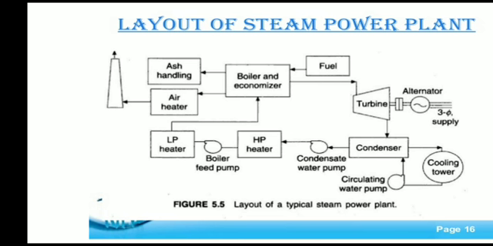The ash handling system contains the ash produced during the generation of electricity. Fuel is supplied to the boiler for running the boiler. The alternator is provided to convert the energy into electrical energy. The cooling tower is used for cooling of the whole power plant. So this is the layout of a typical steam power plant.